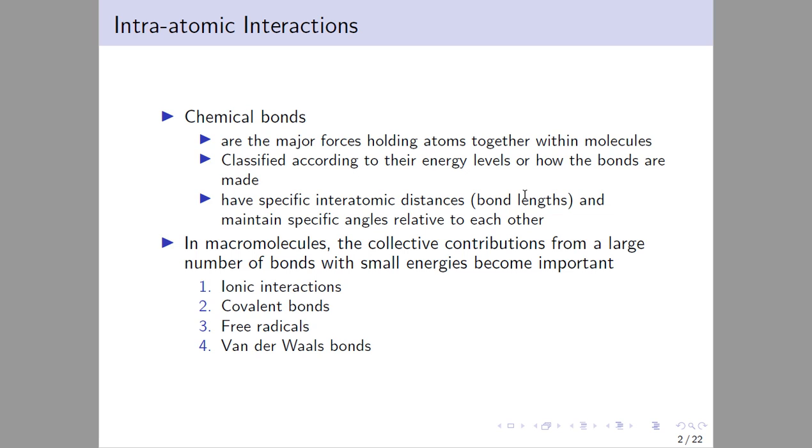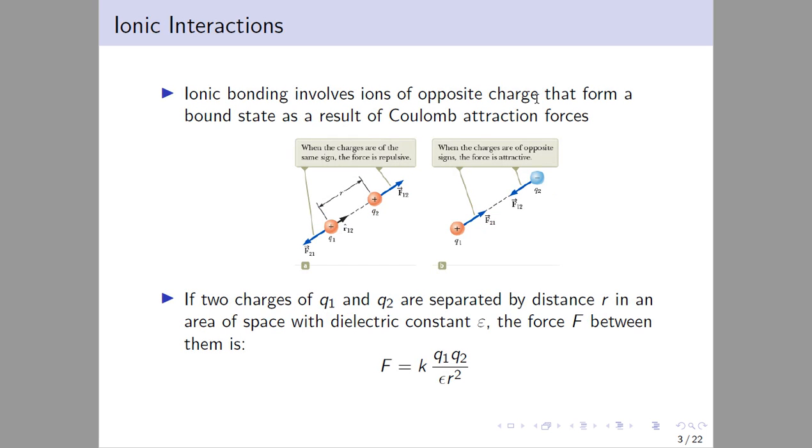So interaction is just like our community. When each other has a relation, it will be much stronger. So these are the bonds or interactions. The first one is ionic interaction. Next is the covalent bond, free radical, and also the van der Waals bond. So first we see the ionic interaction.